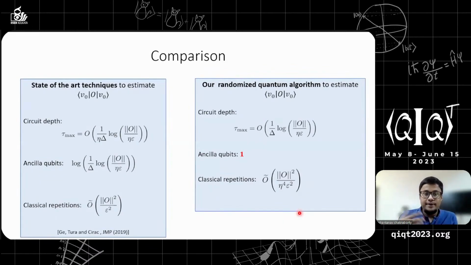Now let us compare the performance of our algorithm with state-of-the-art techniques. On the left you have state-of-the-art techniques for ground state preparation, which can be leveraged to estimate expectation values. You can see that our circuit depths are lower, better by a factor of 1 over eta. We need far fewer ancilla qubits, but we do pay more in terms of classical repetitions. This is fine because we are in the early fault-tolerant quantum era, where our goal is to have circuit depths as low as possible, even if it means paying for classical iterations.